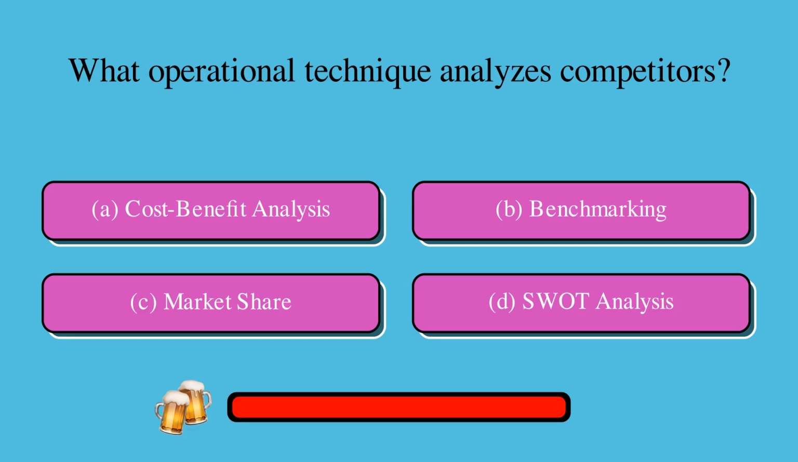What operational technique analyzes competitors? Is it A, cost-benefit analysis, B, benchmarking, C, market share, or D, SWOT analysis? The correct answer is B, benchmarking.